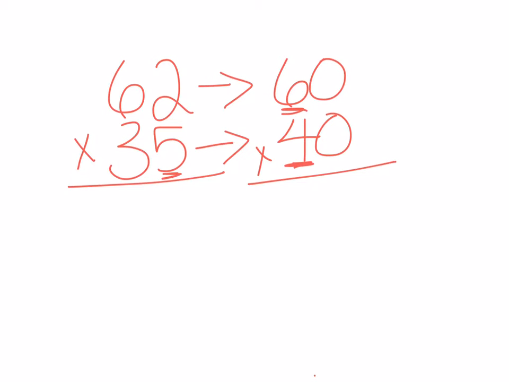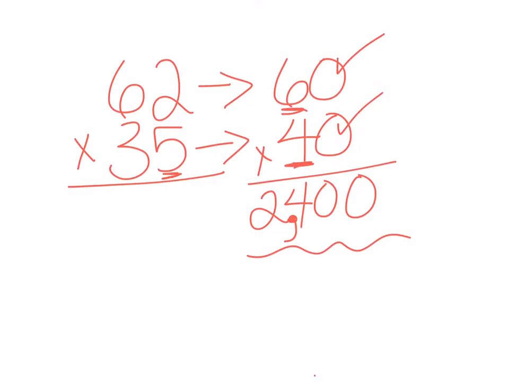Okay, you ready? 4 times 6 is 24. We got to make it 10 times bigger, so put that 0 there. 10 times bigger again, put that 0 there. So our estimate with the comma in the correct place is 2,400. EST.